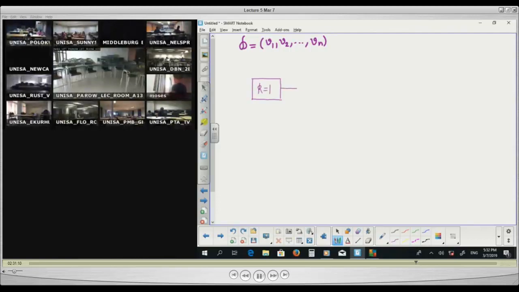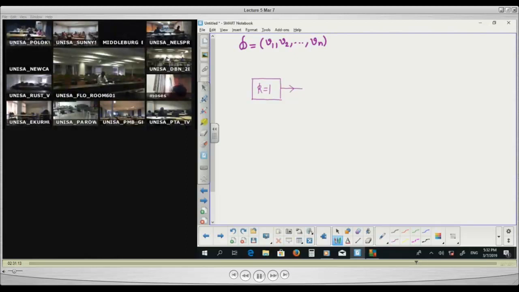Okay? If the answer is yes, it's linearly independent. Sorry, linearly dependent. If the answer is no, then you increase your K.